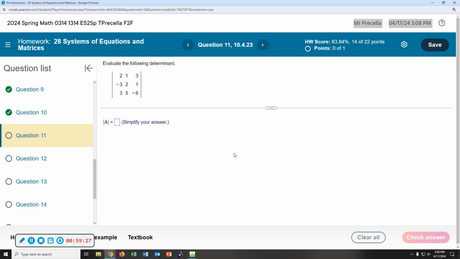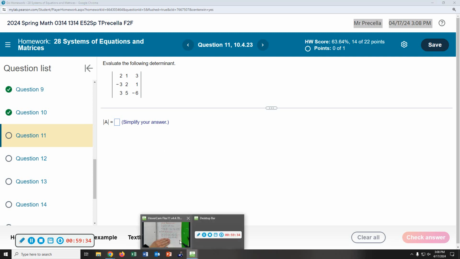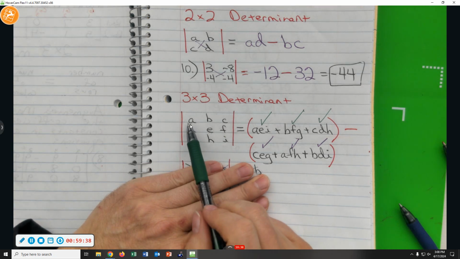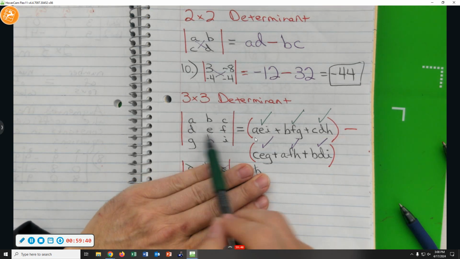Here's the definition from last year. I always write it out. There it is. You see a 3 by 3: there are 3 rows and 3 columns.